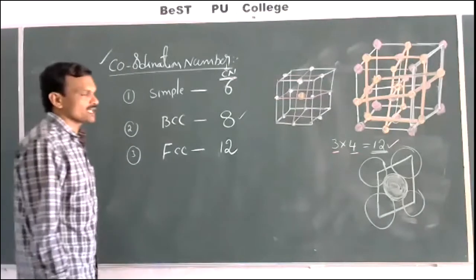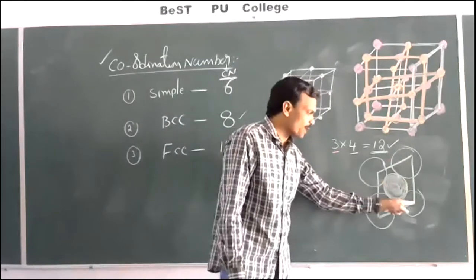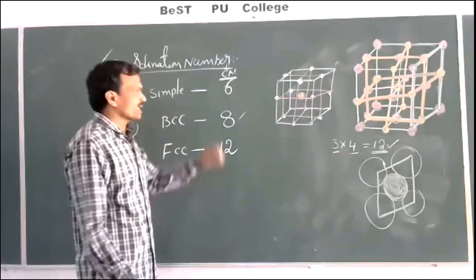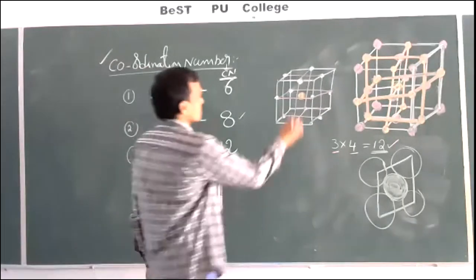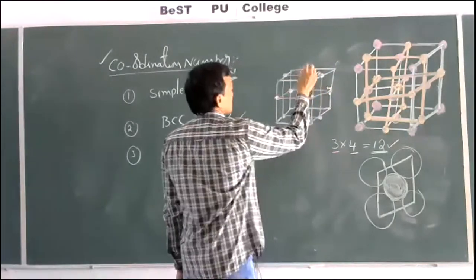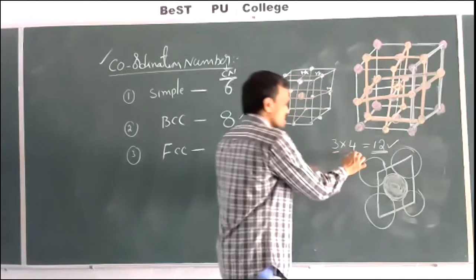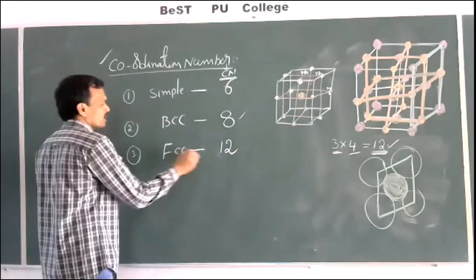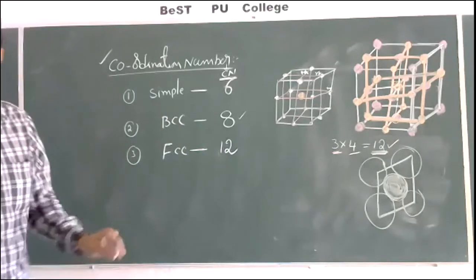So coordination number is 8 for BCC lattice. In case of FCC lattice, a particle at the face center is in contact with 4 particles within the plane. Like that, with respect to a given point, we can take 3 different planes: XY plane, YZ plane, ZX plane. Let us assume if this is XY plane, this will be YZ plane, this will be ZX plane. So 3 different planes. In each plane it is in contact with 4 particles. Then in 3 planes it is in contact with 12 particles. So coordination number of a particle in FCC lattice is 12. So this is regarding coordination number, just remember that.